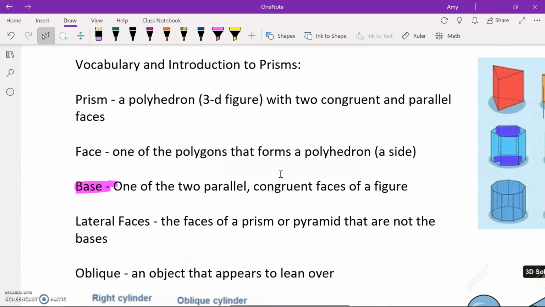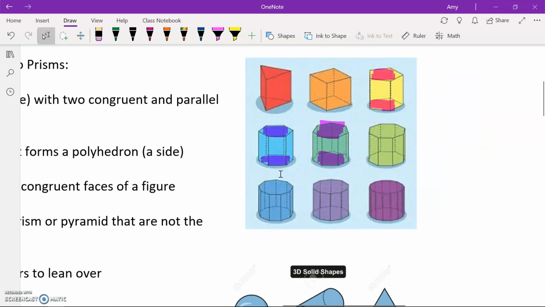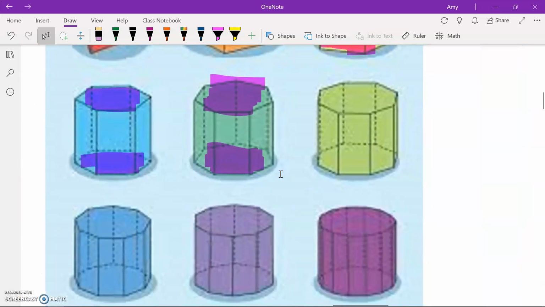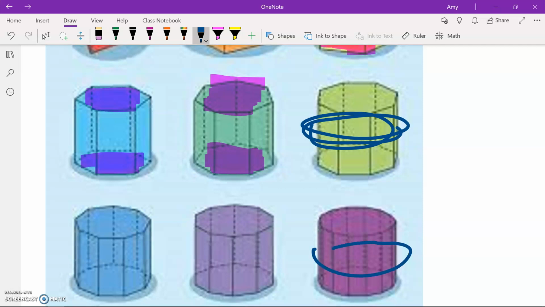And then if you can identify your base, your lateral faces are all the other sides. So in a prism, the lateral faces are rectangles that connect the two bases. They're all the faces that aren't the base. So your lateral faces would be these guys. They'd be the ones that go around the edge, whereas this and that are my bases. And those are lateral.